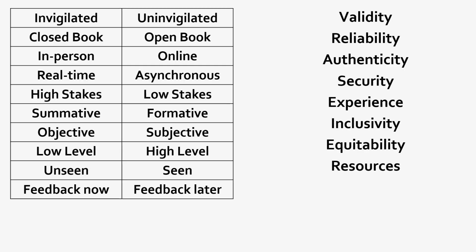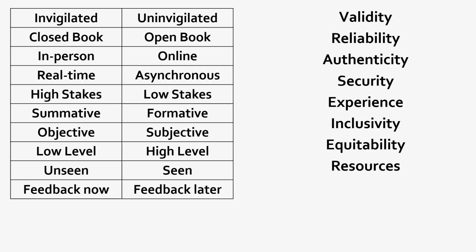Invigilated means the assessment is supervised, but not necessarily by the examiner. In the United States and other countries, this might be more commonly referred to as being proctored. An invigilator is a proctor, or someone who is essentially overseeing the exam but is not doing the examining. They're there largely for purposes of security and also to answer questions and to deal with some practical issues. Closed book means the learner does not have access to additional resources like notes or the internet. Open book generally means that they do.